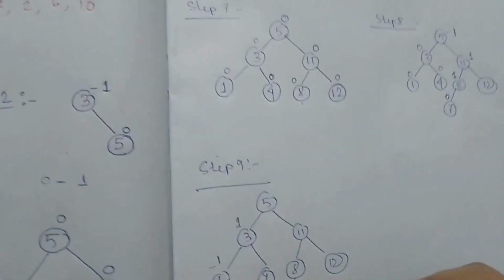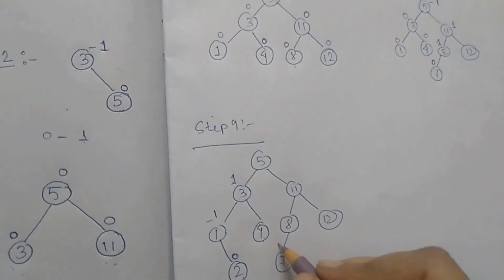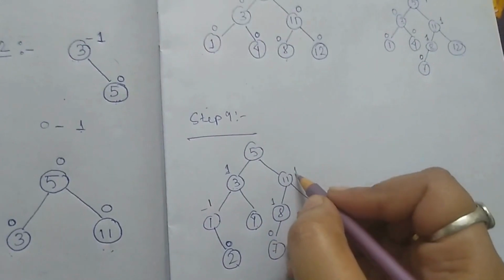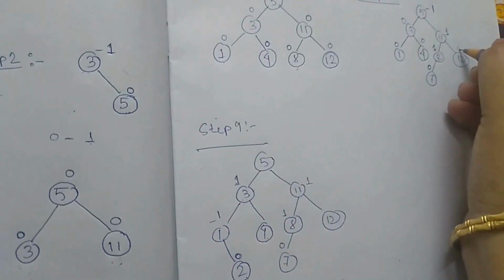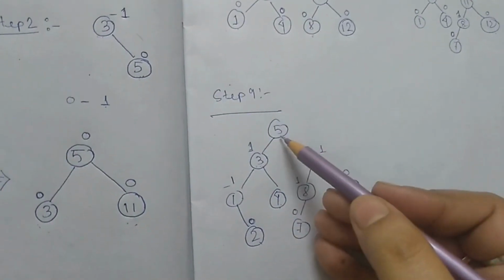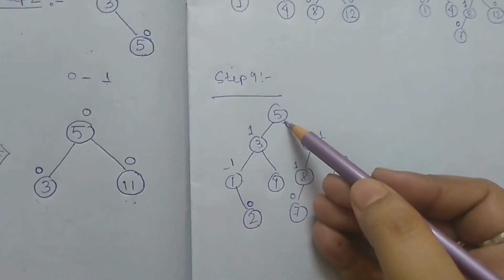So what are the values? Here we see that it is 0, 1, 1, 0, 0. Now we consider the height of the value of 5.